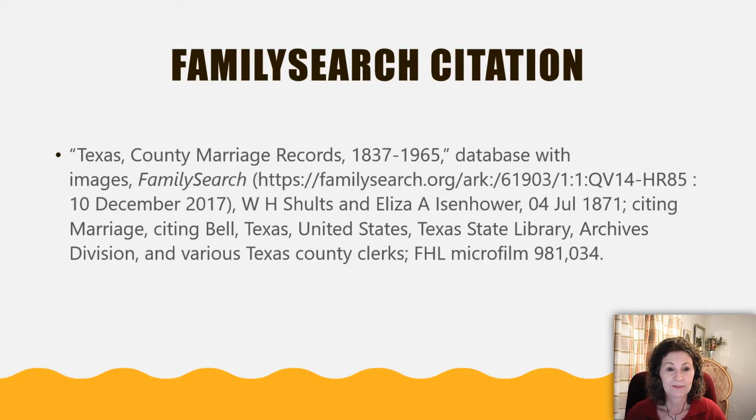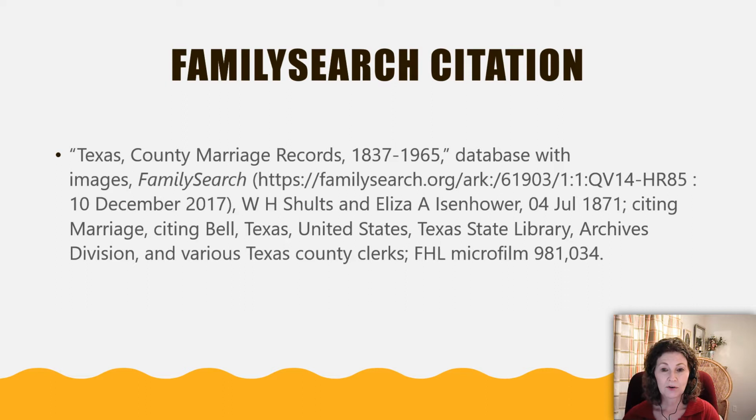This is what it says: Texas County Marriage Records, 1837 to 1965, database with images, Family Search. We have a URL and a date. W.H. Schultz and Eliza A. Eisenhower, date of their marriage in 1871, citing marriage, Bell, Texas, United States, Texas State Library, Archives Division, and various Texas county clerks, Family History Library, microfilm, and the number. Okay, Family Search has done a fairly good job of this citation.